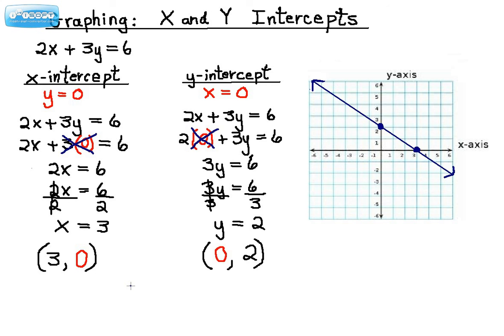So when graphing using the x and y-intercepts, to find the x-intercept, let the y equal 0 and solve the equation for x. To find the y-intercept, let the x equal 0 and solve the equation for y.